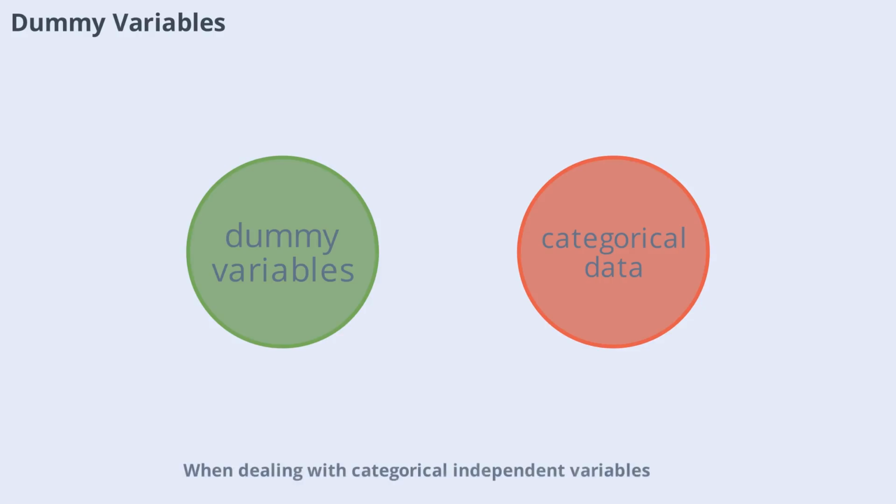In dealing with categorical independent variables, you'll need to create dummy variables. These are binary variables that indicate the presence or absence of a category. For example, if you have a variable for gender, you might create a dummy variable that is 1 for female and 0 for male. Dummy variables allow you to include qualitative information in your regression model.